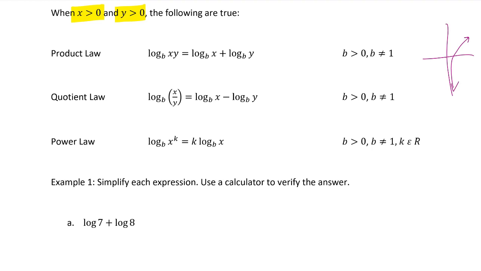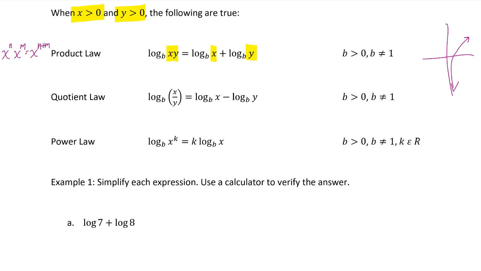Okay, so our product law, just like when dealing with exponents, we said that x to the n and x to the m equals x to the n plus m. Similarly, if we have two values being multiplied within a log, we can write it as the sum of each one. So we're kind of breaking it apart.